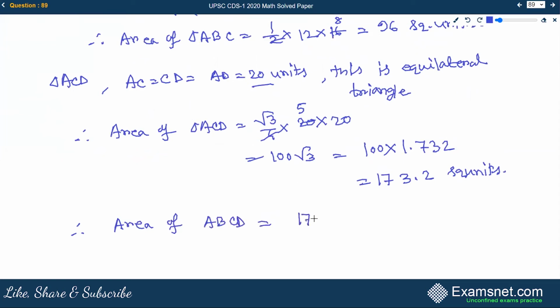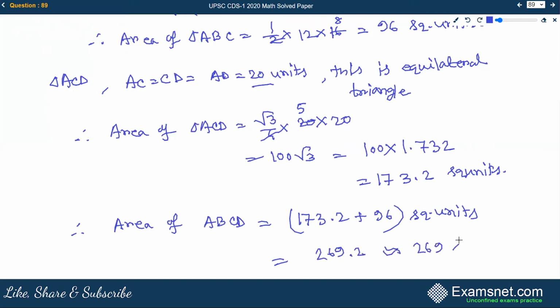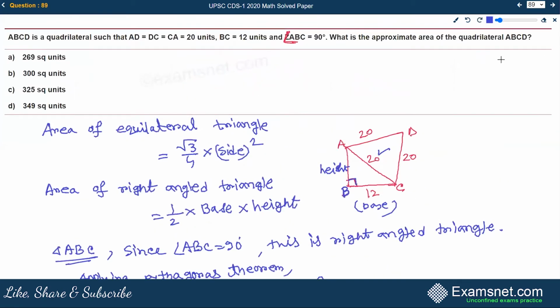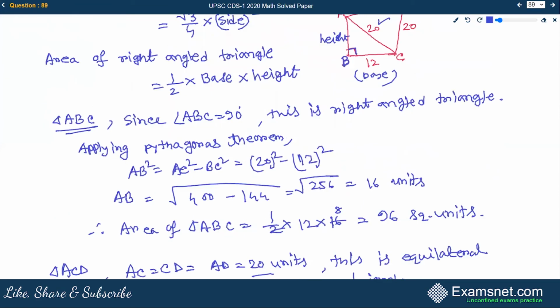Now let's find the final area of quadrilateral ABCD. Now add these two values, 96 square units and 173.2. We will get 269.2, approximately 269 square units. So what is the area of quadrilateral ABCD? That is option A, 269 square units. Have a look at the solution again.